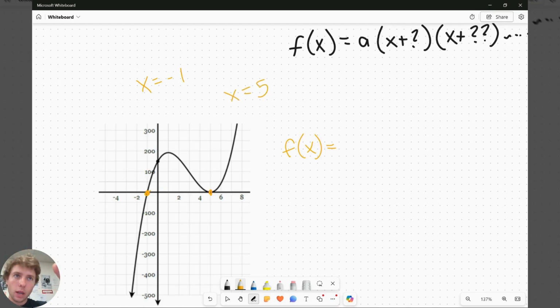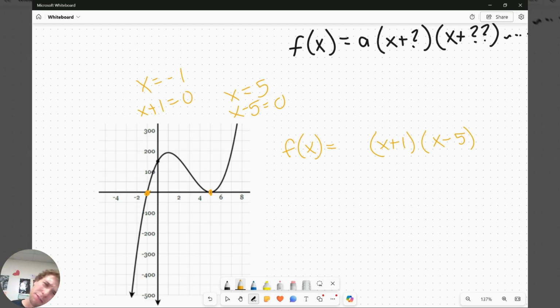Well, remember, to create linear factors, you move the value to the other side so that your equation is equal to 0. So I could add the 1 on both sides, get x plus 1 equals 0. I could move the 5 to the other side, get x minus 5 equals 0. I know those are the two factors that I need for this polynomial.